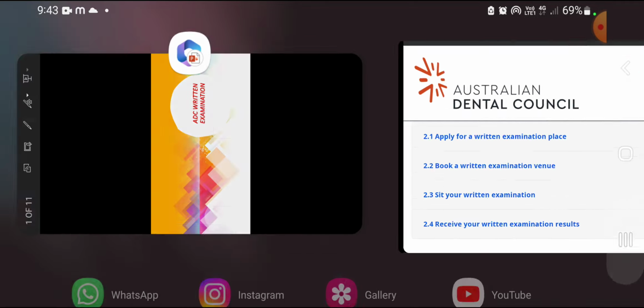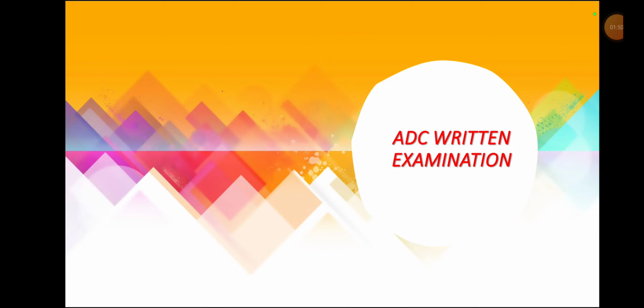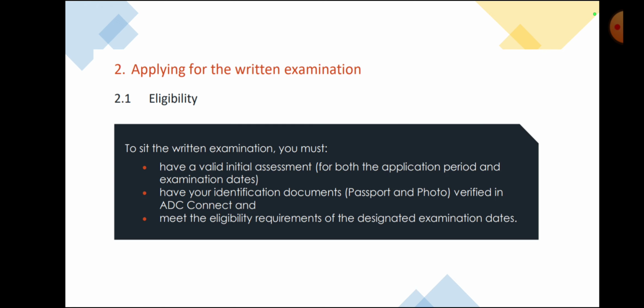Coming to the PowerPoint which I have made to make this very simple for you, it includes only the major portions. The first thing to know is the three major steps for the ADC exam: the initial assessment, second the written examination, and then the practical examination. For the written examination, like I already told, the eligibility is a valid initial assessment, and you should have your identification cards.